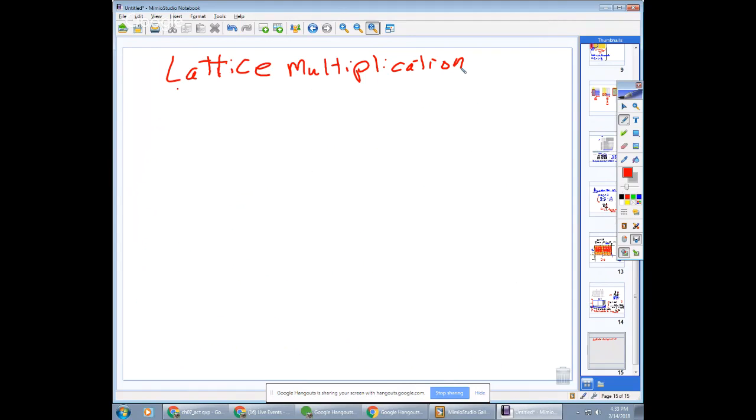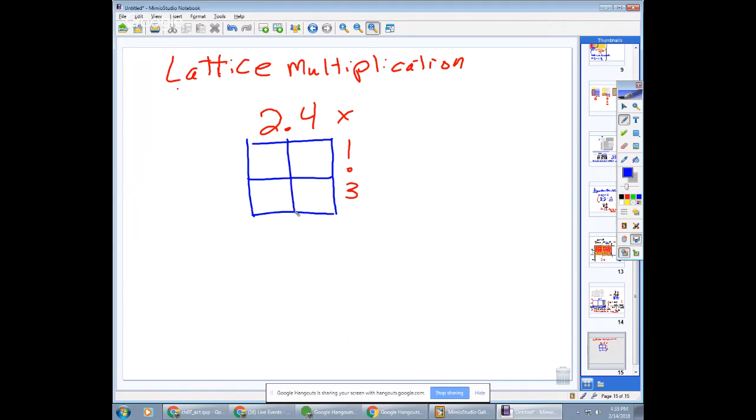So I'll do the lattice multiplication on the problem we just did, 2.4 times 1.3. To do the lattice, I write the 1.3 coming down like that. And then I draw the grid. There's going to be a row for each number and a column for each number going the other way. And then we draw our diagonals coming through.